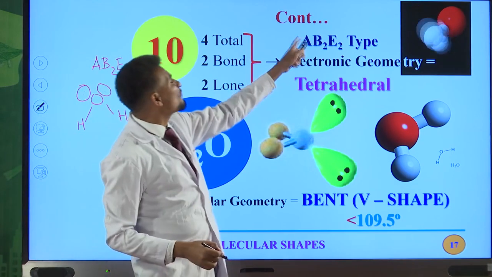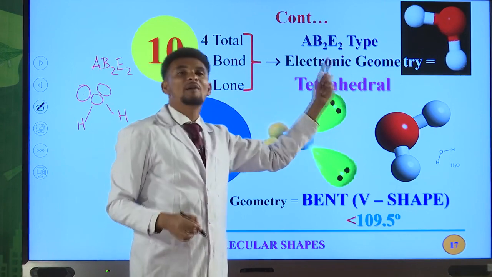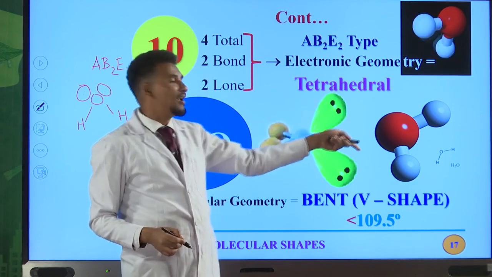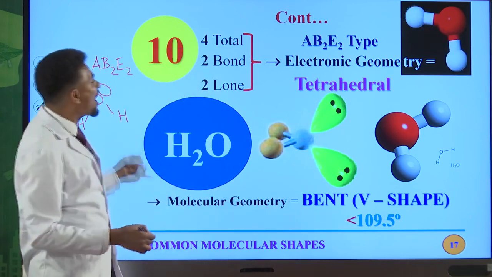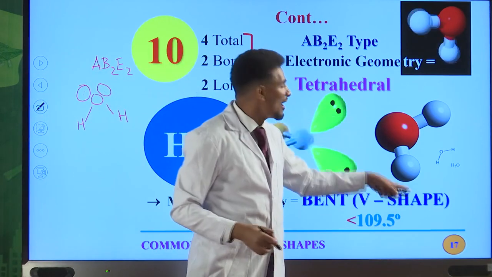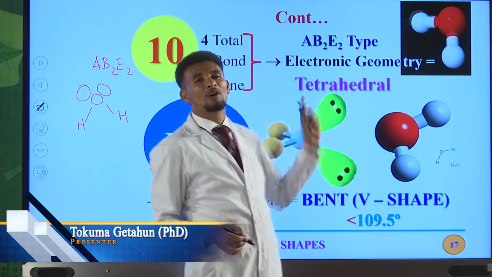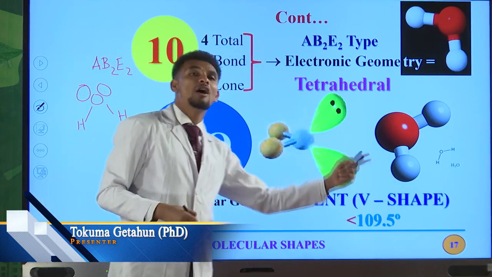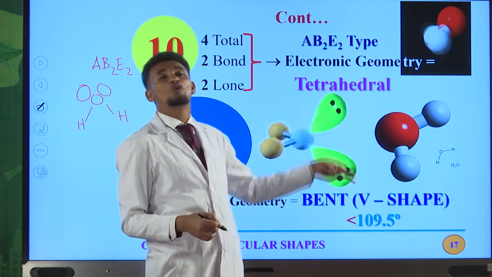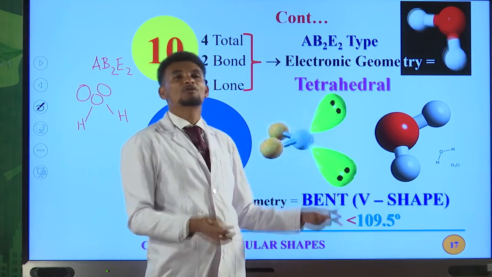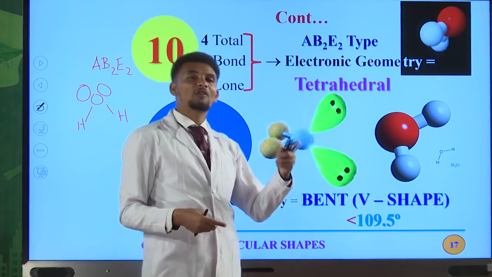Molecules that have AB2E2 type, their electronic geometry is tetrahedral, but their molecular geometry is bent shape, V shape. It looks like this one, okay? V shape is the molecular shape for this type of molecules. The bond angle is less than 109.5 degrees because of the presence of these 2 lone pairs of electrons, because repulsion is greater between these 2 lone pairs of electrons.